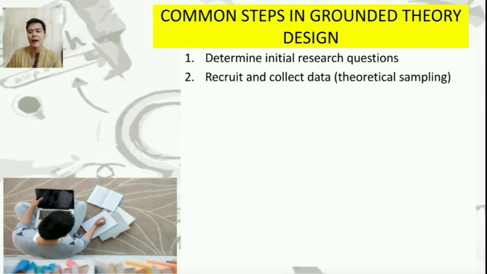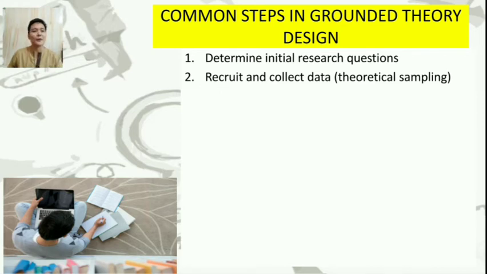So alam mo na yung bilang ng participants, fix na yung bilang ng participants mo, ganun ang statistical sampling. Pero in grounded theory, you are doing theoretical sampling. Ang theoretical sampling naman, as you go along with your data collection, halimbawa ang initial na gusto mo na bilang ng participants ay 5. Pero as you collect your data, parang nakukulangan ka. So therefore, you have to recruit 5 more or 10 more participants.